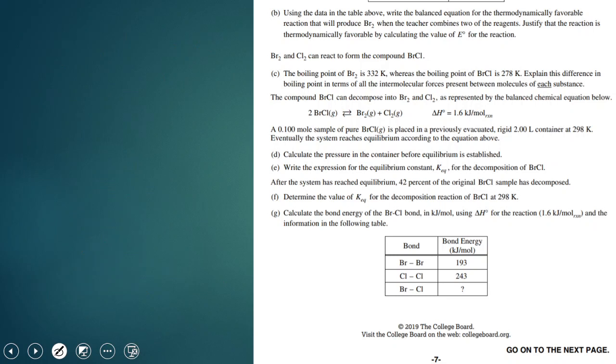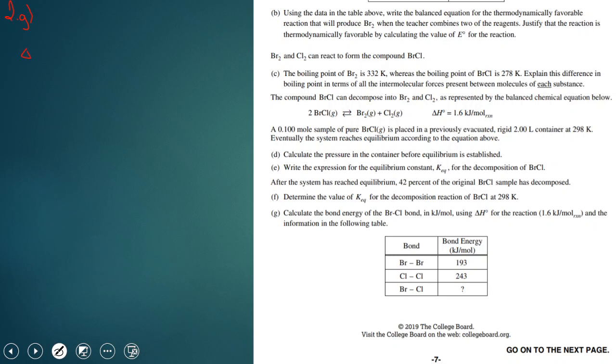Alright, so that was a nice table. Those kinds of equilibrium questions are a little bit longer, but still manageable. And then 2G, wow, that was a big one. Calculate the bond energy of the BrCl bond in kJ per mole using the delta H for the reaction, which we're given is 1.6 kilojoules per mole reaction, and the information in the following table.